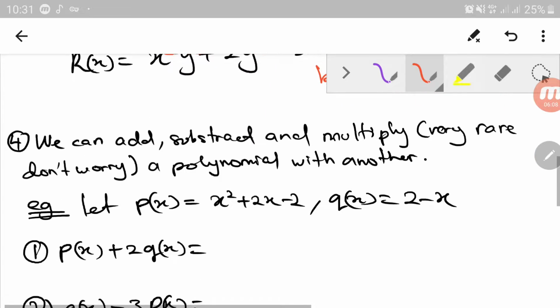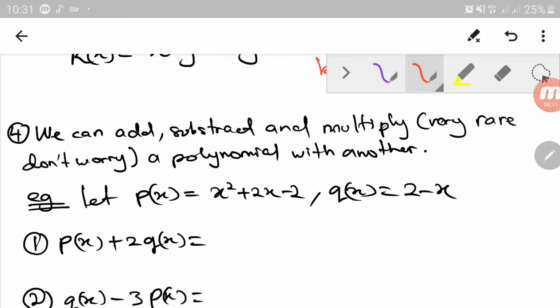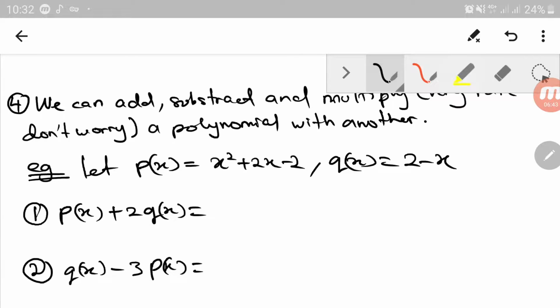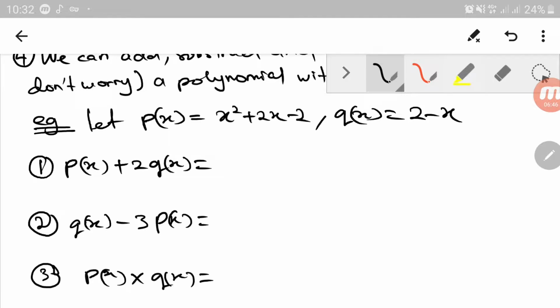Okay, let's continue. Now, we can add them, we can subtract them, we can multiply. Even though it is very rare in the questions, they won't ask you to expand them because a polynomial is many terms already. If you expand them, for example, something to the power of 3, there are so many terms inside it, isn't it? And then another maybe power 4. So it is cumbersome for you to do that. Don't worry, the question won't ask. This is just the introduction. So let's say we have P(x) is x squared plus 2x minus 2 and Q(x) is 2 minus x.